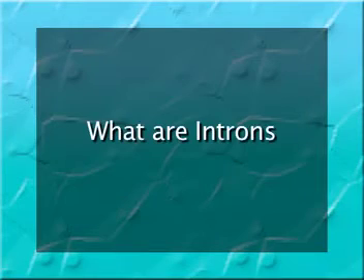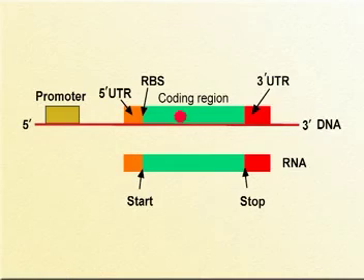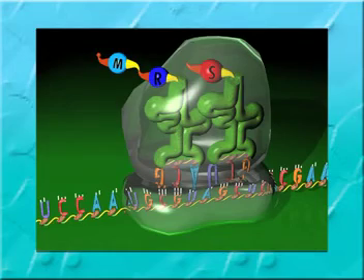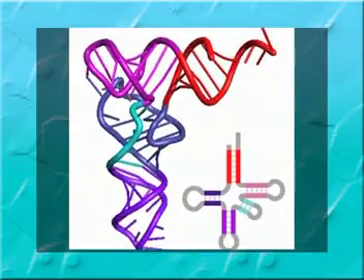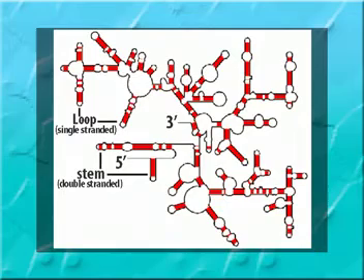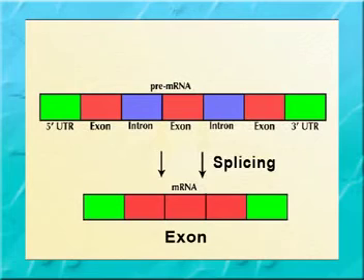Now, what are introns? The majority of eukaryotic genes have introns, which are present within the coding region of the gene but are not part of the open reading frame, ORF. In prokaryotes, they are only found in tRNA and rRNA. These sequences are transcribed and are present in the primary transcript but are not required for the biological function of the mRNA and are excised by a process known as splicing.